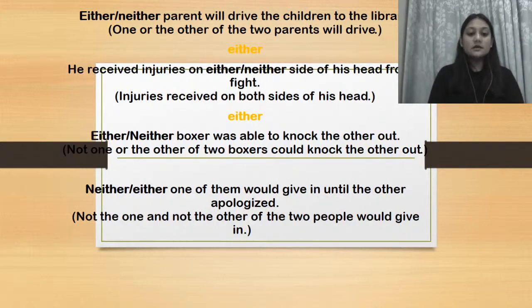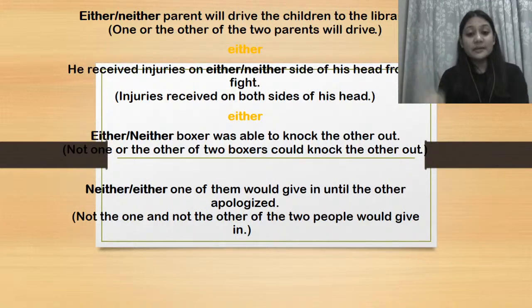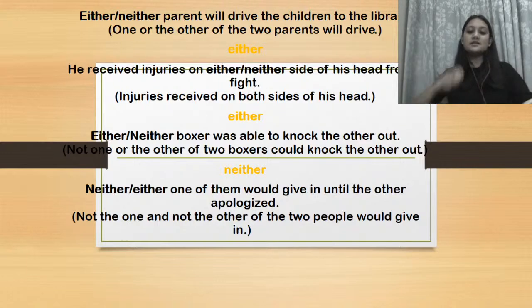Next, either or neither boxer was able to knock the other out. So I mean, none of them were able to knock the other out. You understand knocking in boxing, right? Okay, great. I mean, write in the comment box because I don't know. Yeah, not one or the other of the two boxers could knock the other out. So it is neither this nor that. None of them were able to do so.